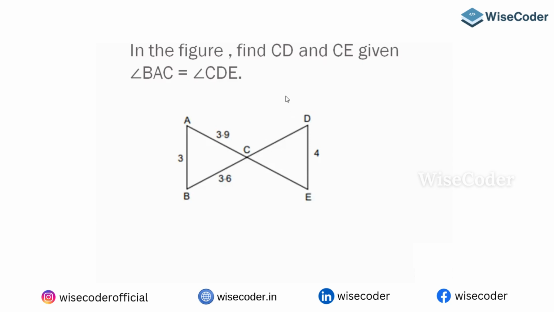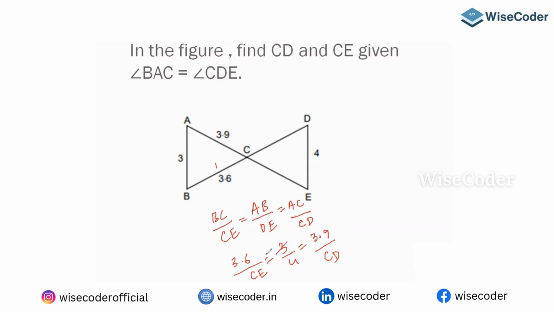If they are similar triangles, you know BC by CE is equal to AB by DE is equal to AC by CD. So you know the values. BC is 3.6, CE we don't know, AB is 3 by 4, and this is 3.9 divided by CD. CD we want and CE we want.